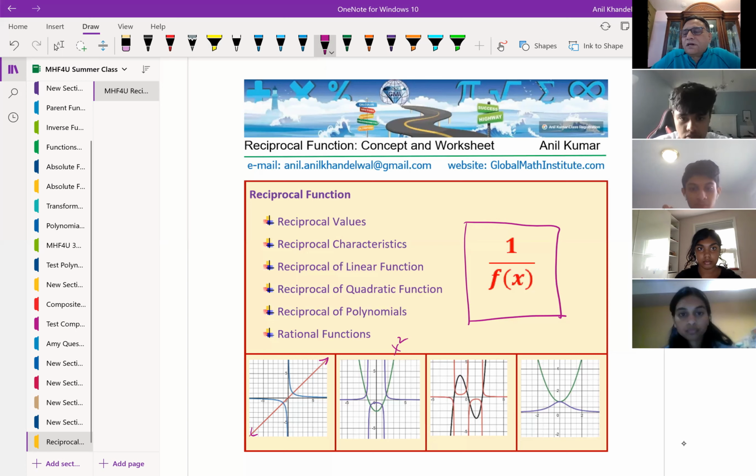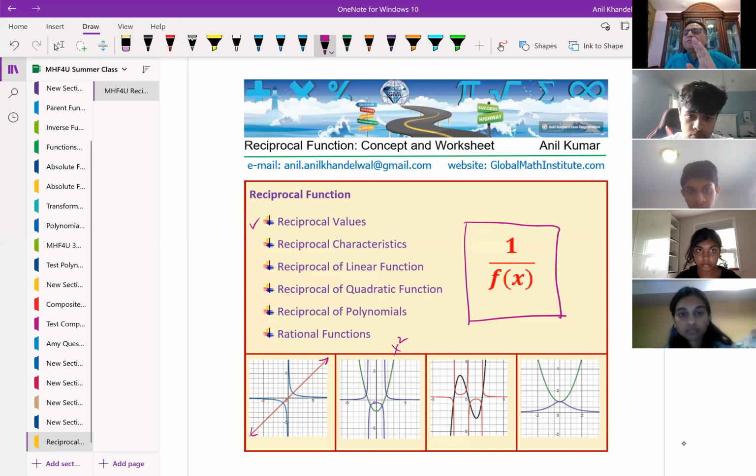The third one is a cubic function, and the reciprocal is shown in brown color with some vertical and horizontal asymptotes also. Then we again have a quadratic function whose reciprocal is also shown in the graph. Anyway, when we try to understand this chapter on reciprocal functions, I would like to break it down into very simple steps. My step number one is to understand what are reciprocal values.